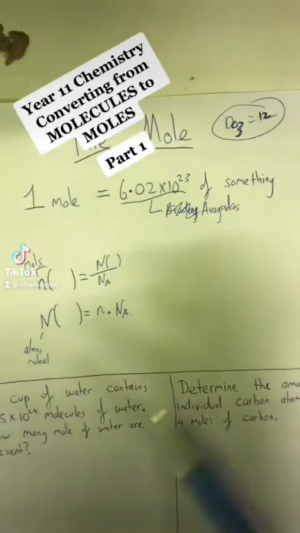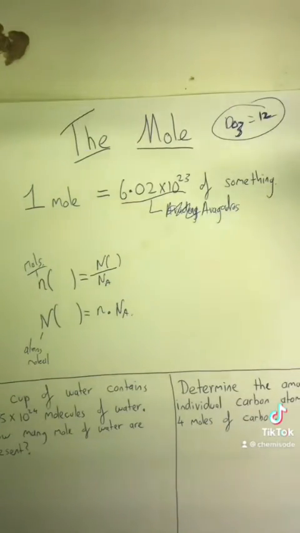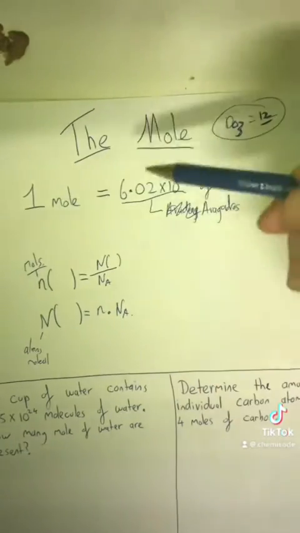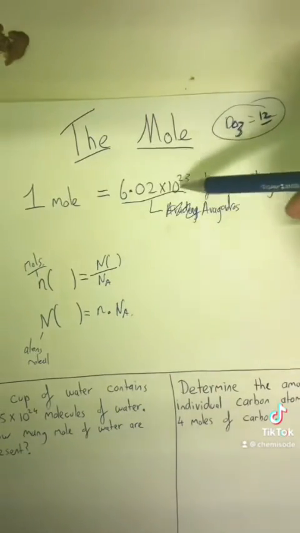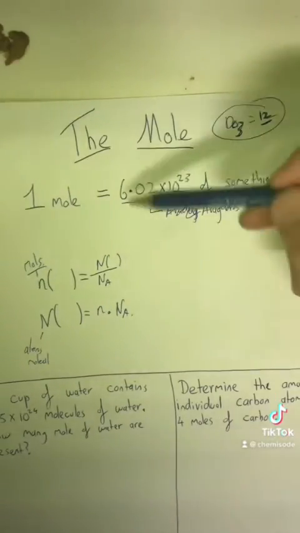So the mole is a topic that you do in Year 11 chemistry, and it's kind of the way that chemists count atoms, and they use moles to represent however many atoms they actually have. Now, we need to standardize a version of what a mole actually is. Just like a dozen is known to be 12, 1 mole is known to be 6.02 times 10 to the power of 23 of something. So it's a very, very large number.